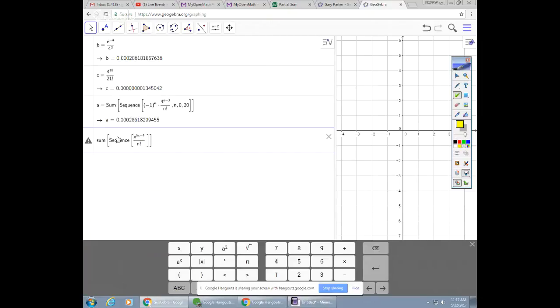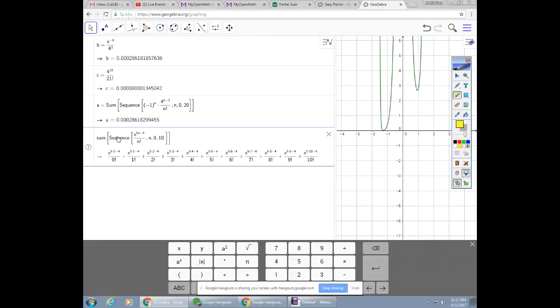Oops, I got x's and n all mixed up there. n. All right, do I have the right one now? Okay, and that's going to go with n from 0 to, let's go with the first 10 terms. Whoa, that's cool.